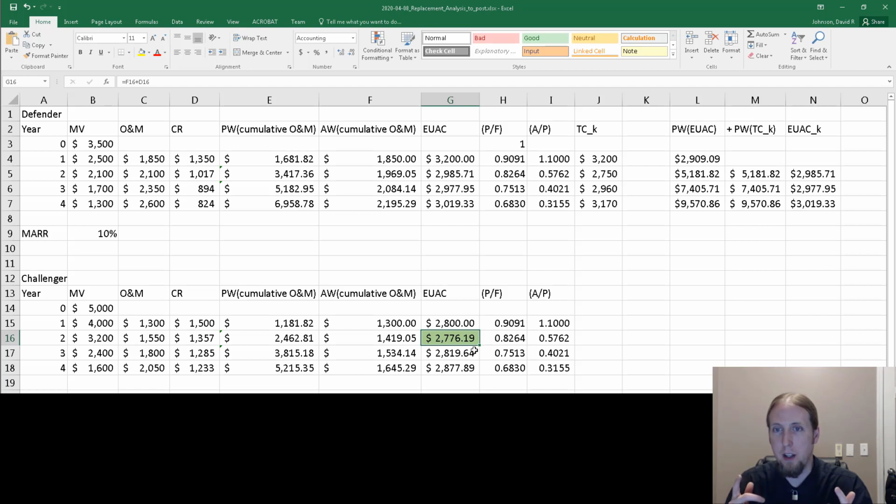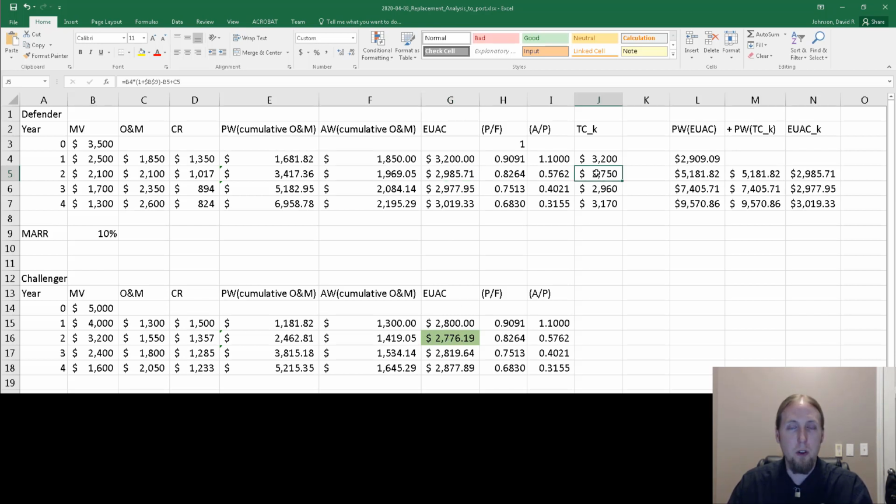So we need to ask ourselves then, well, if we stick with the Defender a little bit longer in order to get this total marginal cost that's less than the EUAC of the Challenger, does that actually allow us to bring down the EUAC of the Defender enough for it to be momentarily lower than the Challenger? If we look at the EUAC associated with keeping the Defender for 2 more years, we see that in this case, that's not true. The EUAC is still greater than the EUAC of the Challenger.